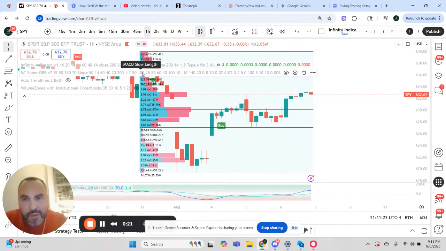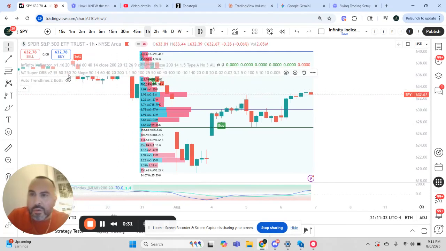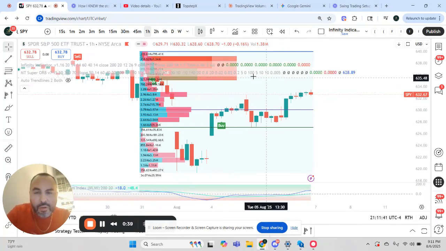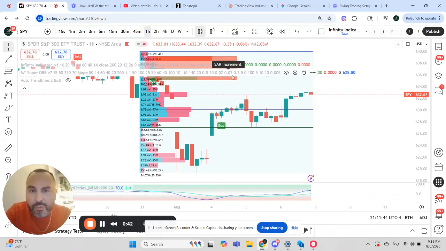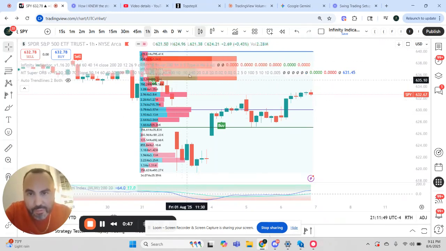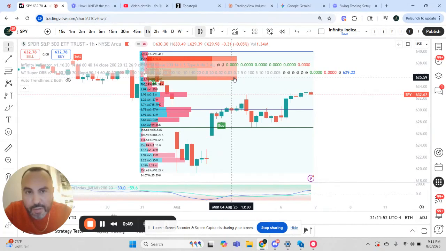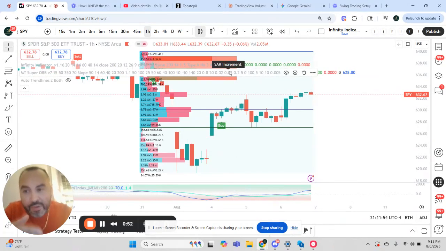I use, obviously, my indicator, the Infinity indicator, the one I suggest, and the other indicator I have up here is the Super Orb. Now this is only for day trading, but I do use it here solely for the order blocks, and you can see why here. If you look here, we sold off after this red bar. So now that is valid, and I'm actually working on adding that to the Infinity indicator.